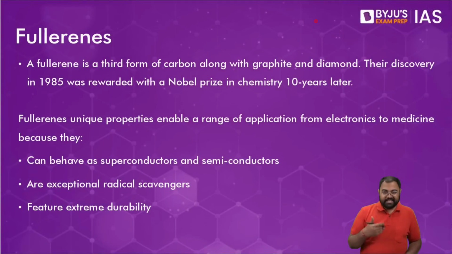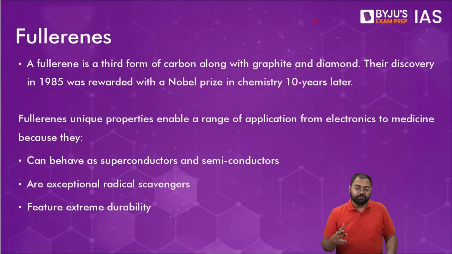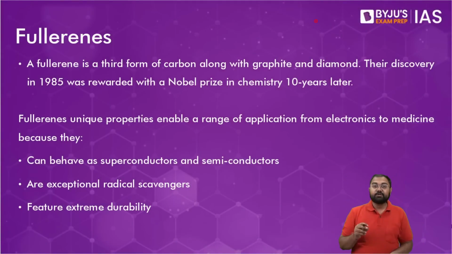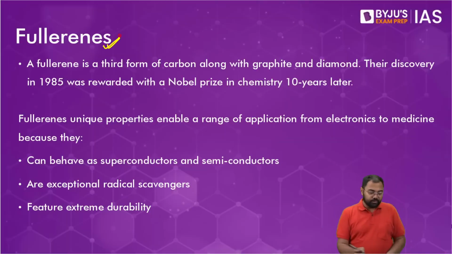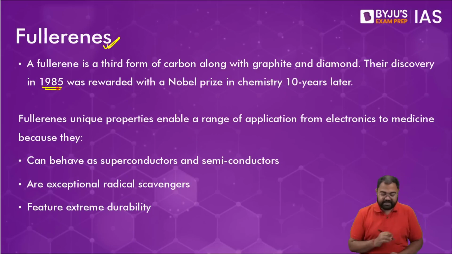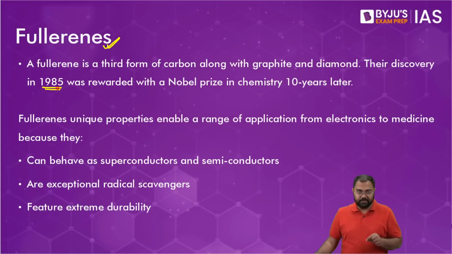Now, with the help of scanning tunneling microscope, for the first time, we were able to discover some nanoparticles. And the first nanoparticle to be discovered were fullerenes. And this basically was 1985. In 1985, fullerenes were discovered, and in 1995, a Nobel Prize was also given for discovery of fullerenes.